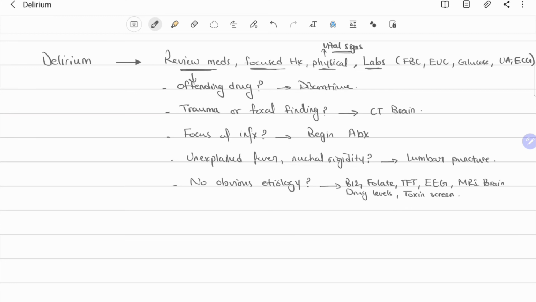If there's a trauma or a focal finding, we consider CT brain. If there's a focus of infection, we should begin antibiotics. If there's an unexplained fever and a nuchal rigidity, consider lumbar puncture. If there's no obvious etiology, we can do further investigations such as B12, folate, thyroid function, EEG, MRI brain, drug levels, and toxin screen.